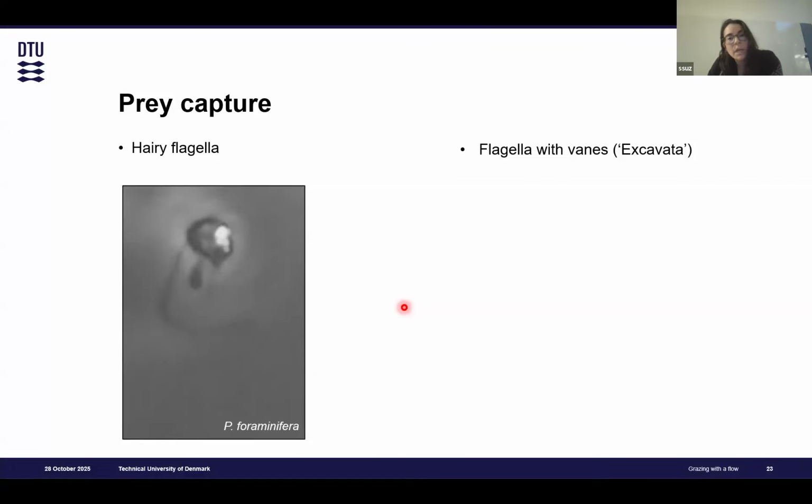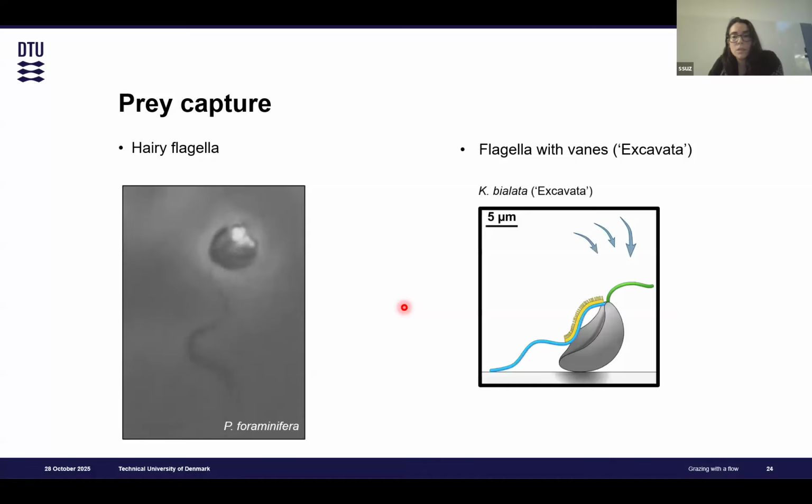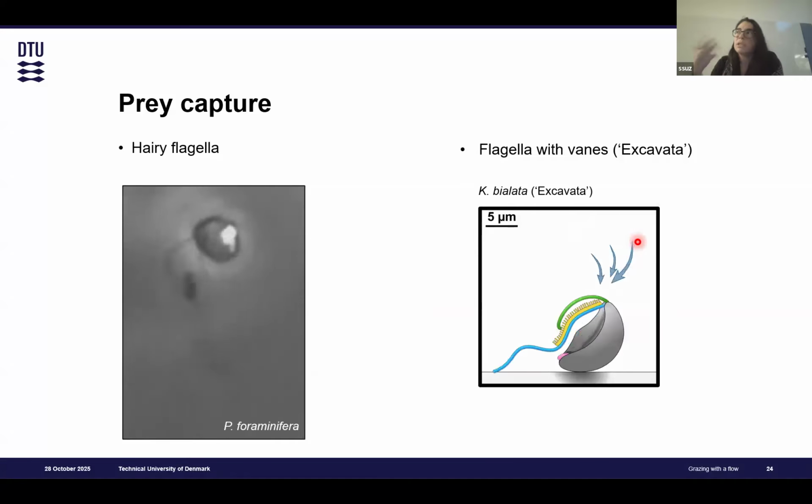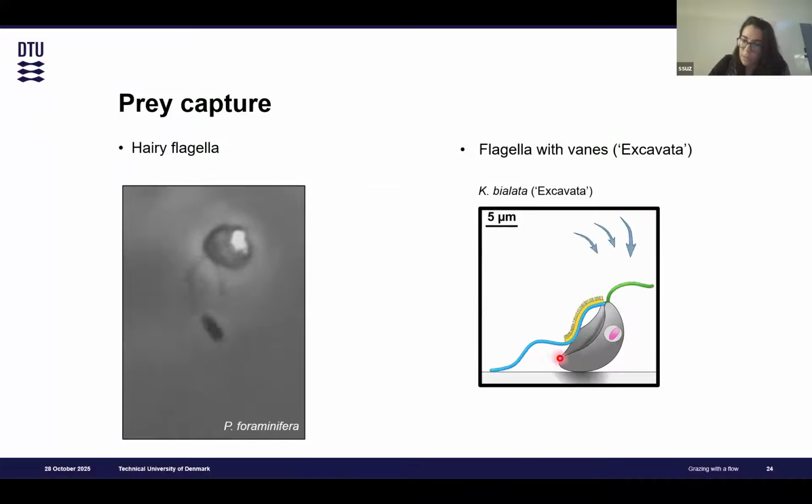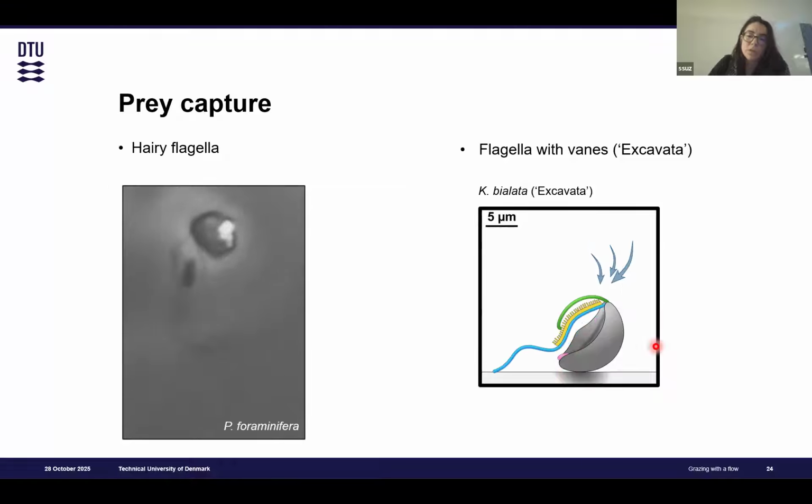In the other case, we have the excavates, the flagella with veins, and they're more or less continuously generating a feeding current. In contrast, in this case, when the organism is handling its prey, it stops generating a feeding current and dedicates itself fully to engulfing this prey. Excavates will be generating a flow that goes from the anterior to the posterior end, and that's how the particles are captured at the end of the cell, and that's where phagocytosis happens.